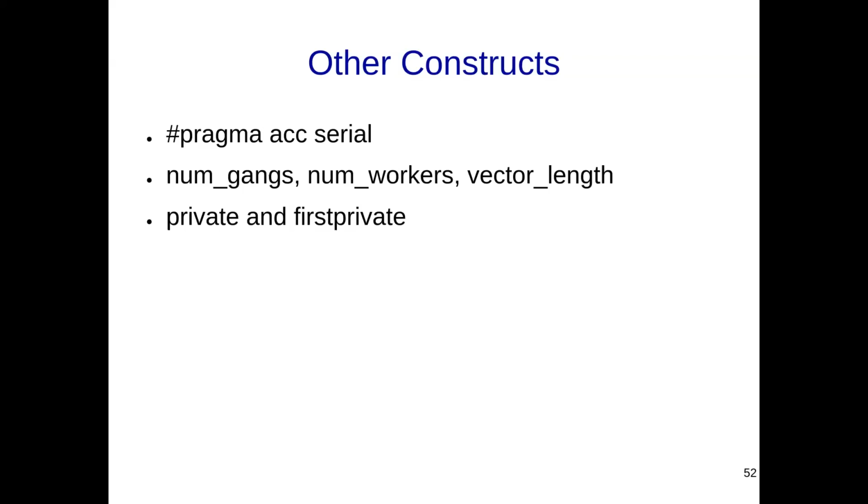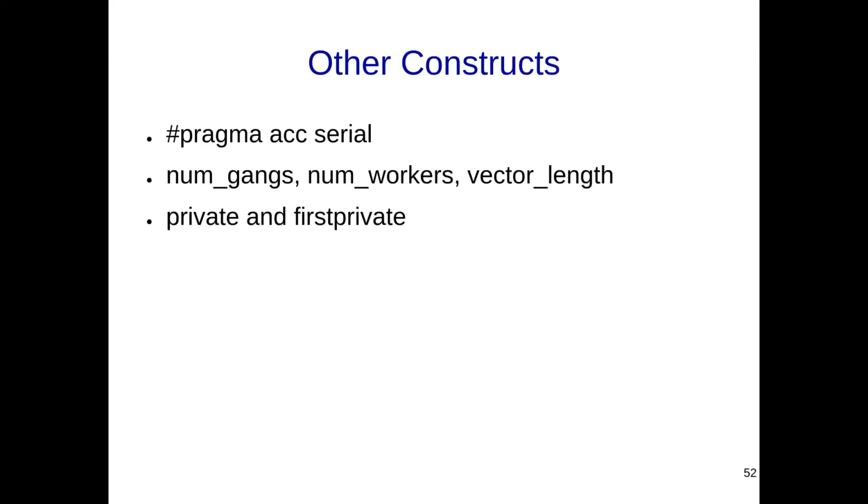Then num_gangs, we have seen. Number of workers is the second level in the hierarchy, as we said, the fine-grained amount of parallelism. And then the vector length, which we said was by default 32, and it might go on increasing depending upon what you specify as the loop bounds, which the compiler might figure out, but you can also specify yourself as part of the pragma.